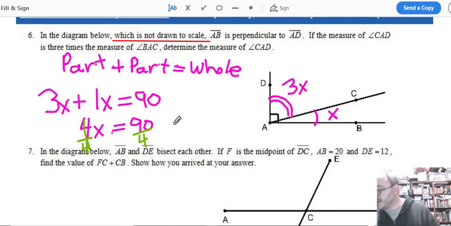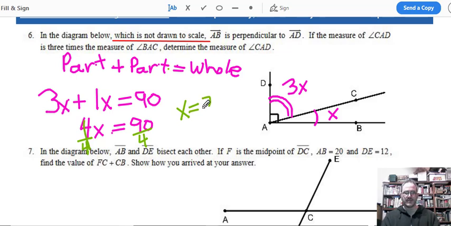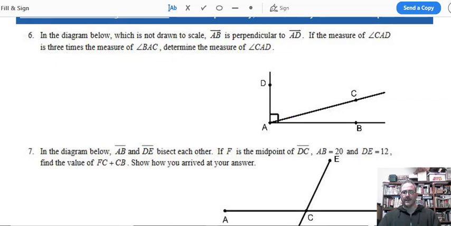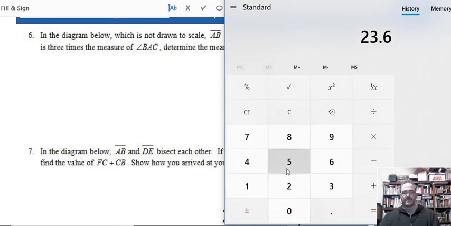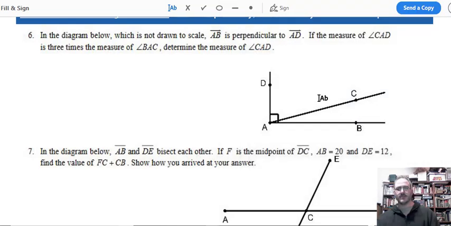And 90 divided by 4 is 22.5. So x is going to equal 22.5. And I did that on a calculator. I did not do that in my head. Got a calculator sitting beside me. But if you want to confirm that, 90 divided by 4 equals 22.5.